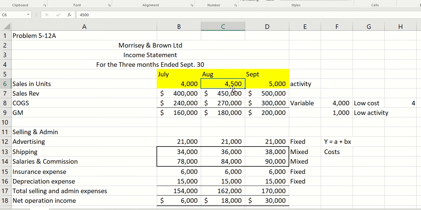$4 for every unit that I'm making, so it'll be $4 of variable cost for however many units I'm making, and then I'm going to add a fixed cost to get a total cost. So 4 is my B.